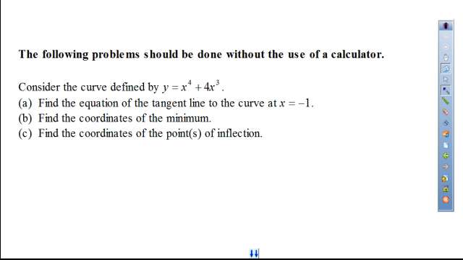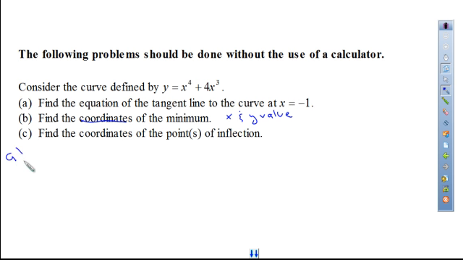Find the equation of the tangent line to the curve at x equals -1. Find the coordinates of the minimum and find the coordinates of the points of inflection. So find the coordinates means that I need to find both the x and the y value. So first we're going to find the equation of the tangent line.